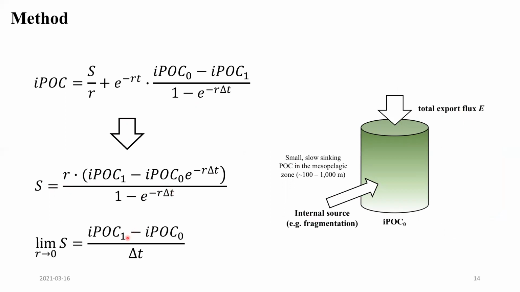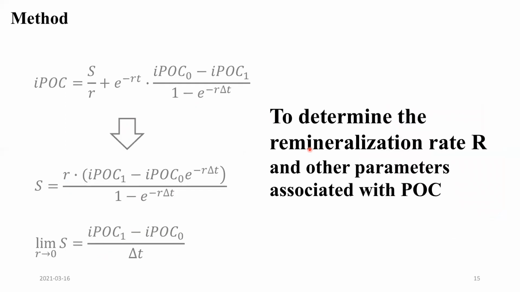We also notice that when the remineralization can be neglected, the source of small POC is equivalent to the changing rate of POC inventory. So this equation has been used in previous studies to approximate the carbon export flux of small POC. So the key of this study is to determine the remineralization rate and other parameters associated with the POC.